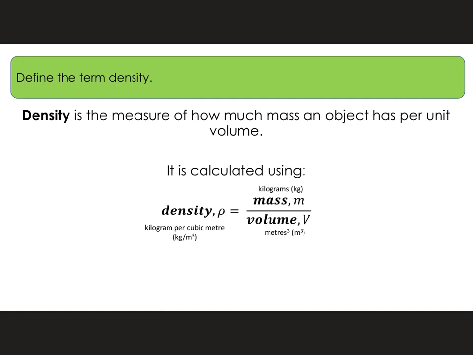If we were to write density in symbol form, it would look like this: rho is equal to lowercase m over capital V.